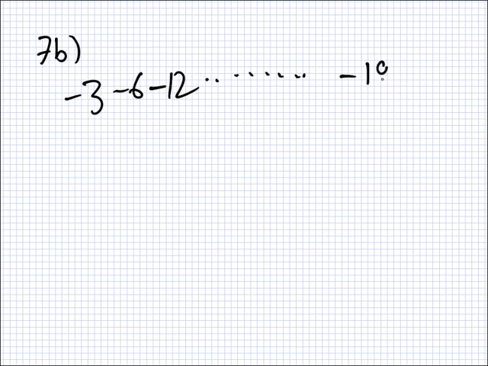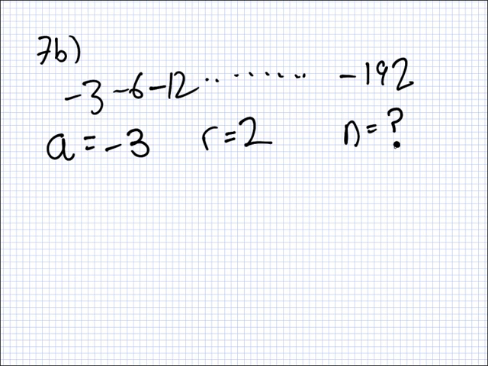So what one was that I just did? 7A. Okay, 7B. Minus 3, minus 6, minus 12, dot dot dot, minus 192. Chad, what's the A here? Minus 3. Okay. Fatra, what's the R? 2. Okay. And Abdallah, how can we get the n? What do we do to get the n? AR to the n minus 1. Good. What does that equal?